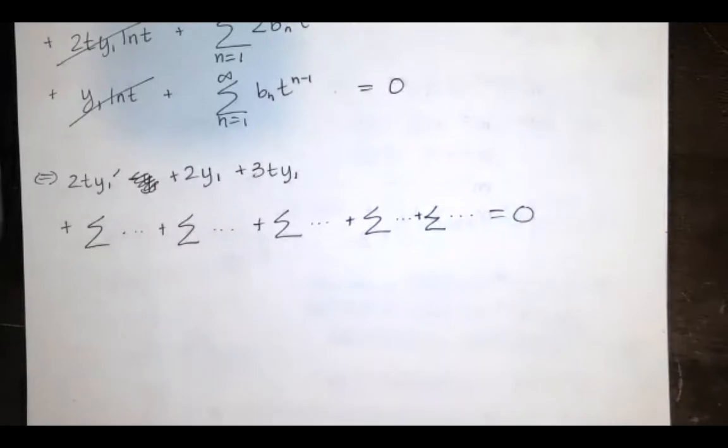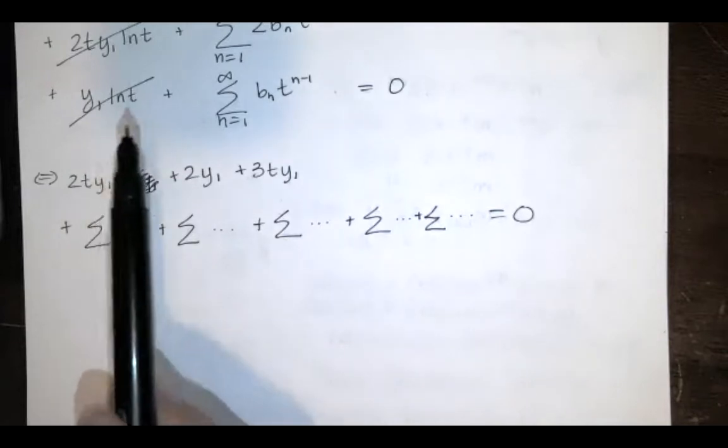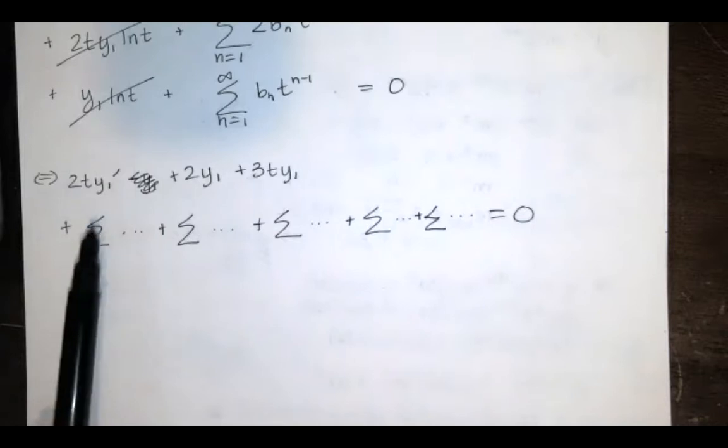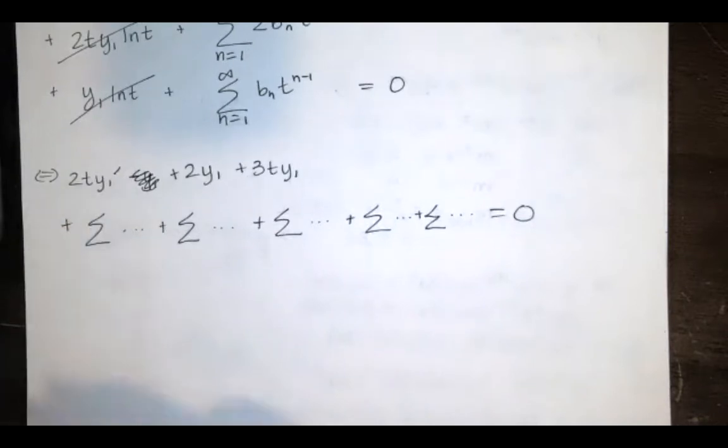Equals 0. Now, this is where you actually will substitute your y sub 1. You know what y sub 1 is. You know the first 5 non-zero terms of y sub 1 because you already found them. I actually recommend finding the first 6 non-zero terms of y sub 1 because you're going to have a y sub 1 prime here.